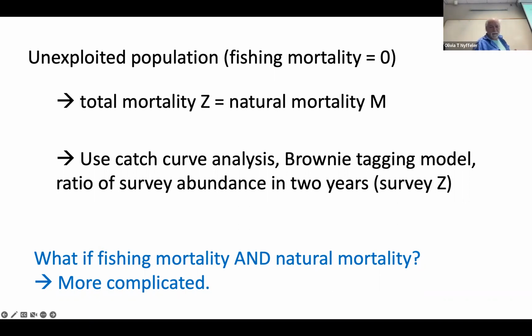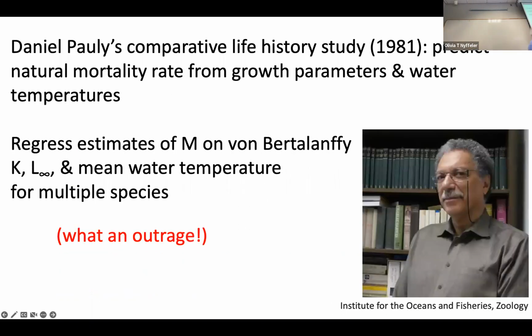And because that was thought to be difficult, people looked for shortcuts. So Daniel Pauly, this is Daniel Pauly, was a young firebrand in the 80s, and he published a paper in 1981 and said that you could predict the natural mortality rate if you knew the von Bertalanffy growth parameters and the average water temperature that a fish stock lived in.